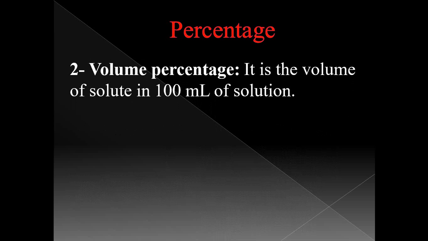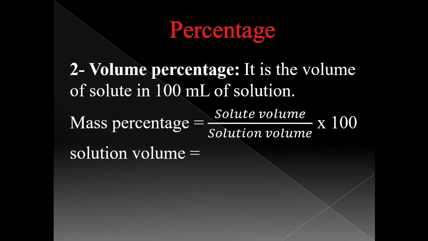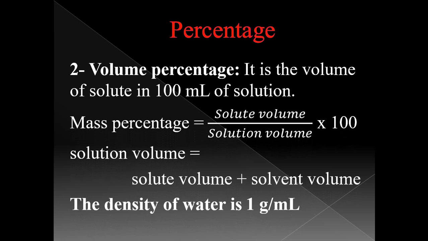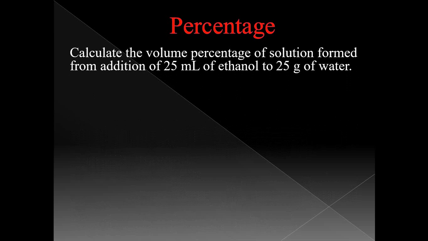Okay. The second thing, we have volume percentage, and it's the volume of solute in 100 milliliters of solution. So it's the same percentage but measured in volume and not mass. Okay. And don't forget that the density of water is 1 gram per milliliter, which means that if water is given in mass or in volume, we can convert it from mass to volume or from volume to mass, because we have the density of water equals 1 gram per milliliter.